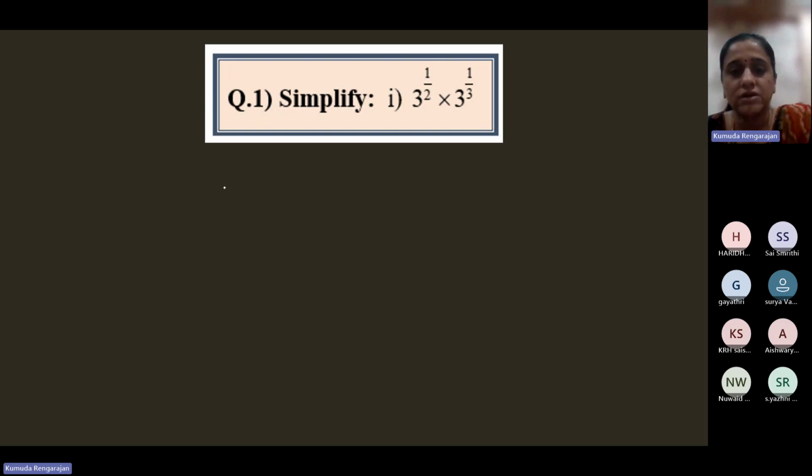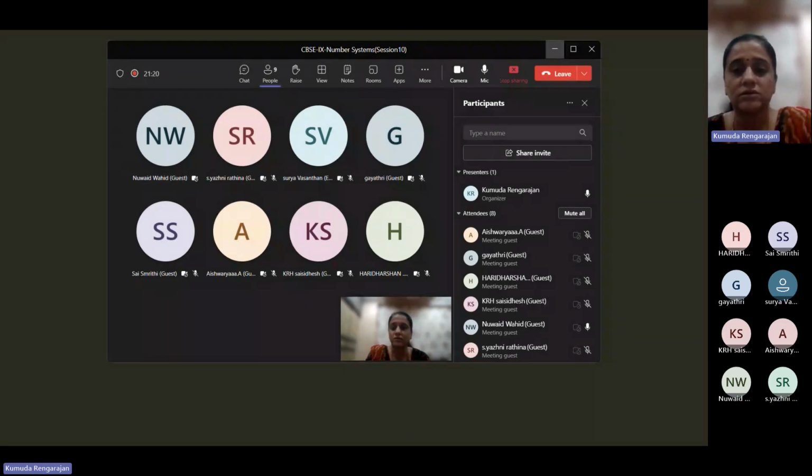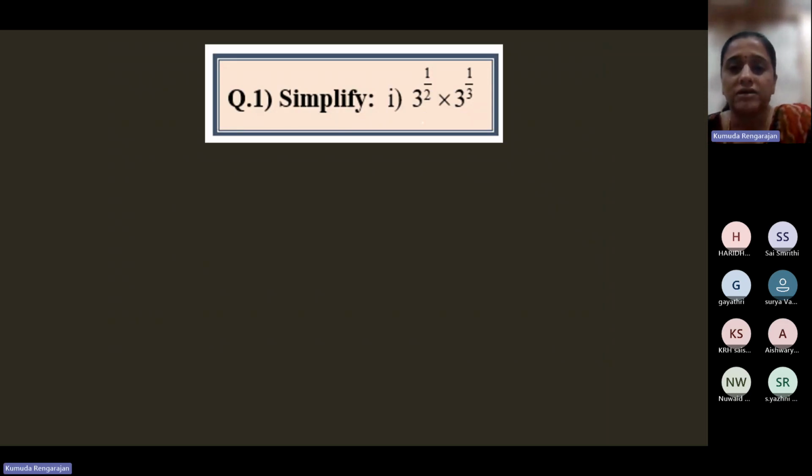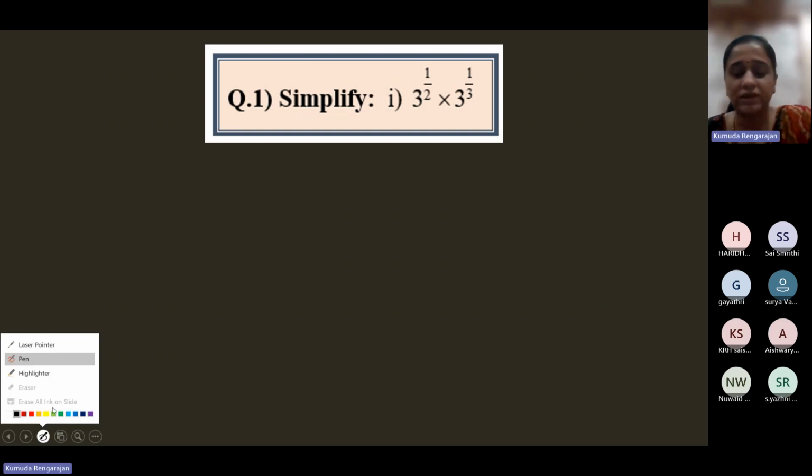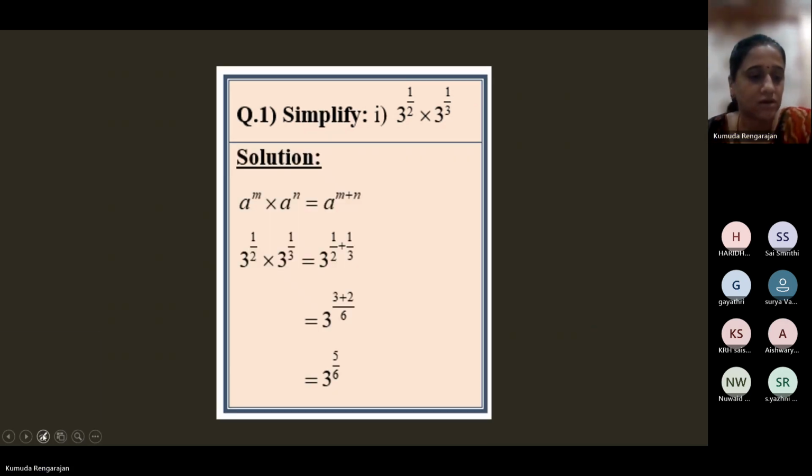This is the first question. Simplify 3 to the power 1 by 2 into 3 to the power 1 by 3. So here you see that the bases are same and it's multiplication. Somebody's mic is enabled. Please disable your mic. So here you see that the bases are same and it's multiplication. So we need to add the powers.